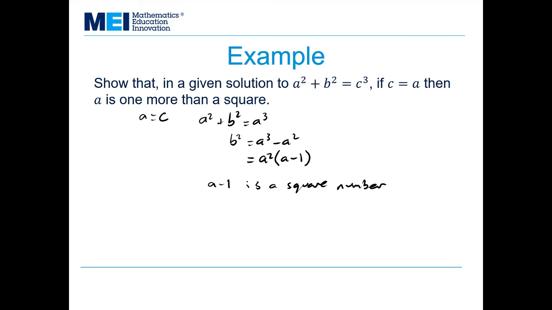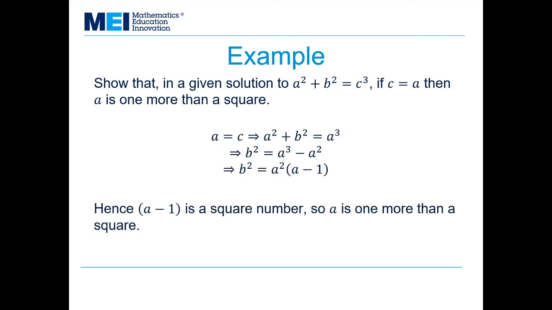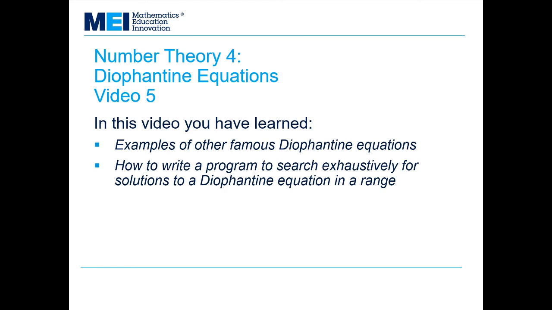Let's see that written out neatly. So if a is equal to c, a squared plus b squared equals a cubed. b squared is a cubed minus a squared. b squared is a squared times a minus 1. So a minus 1 is a square number. So a is 1 more than a square. In this video, you've learned some examples of famous Diophantine equations, and you've learned how to write a program to search exhaustively for solutions to a Diophantine equation in a given range.